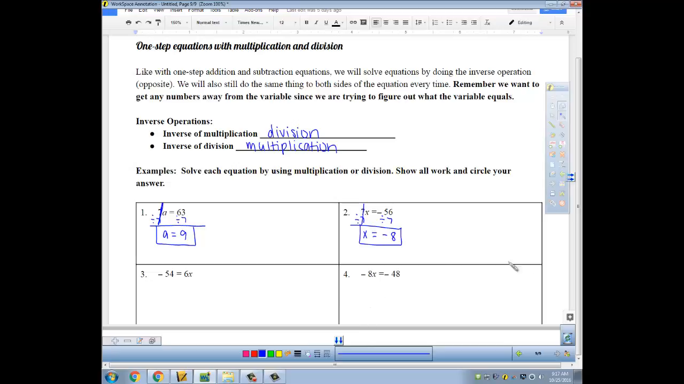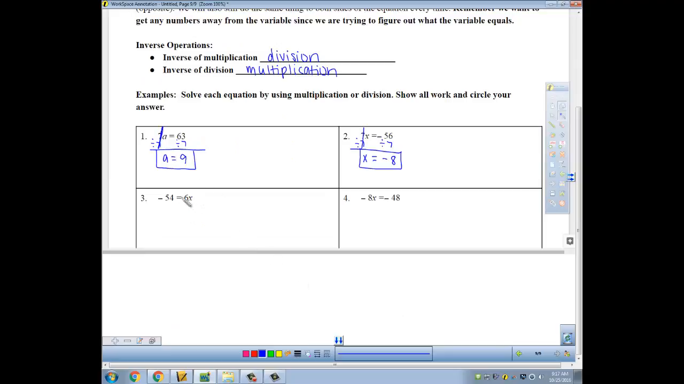Number 3, the equation is flipped around a little bit. That's okay. We still want to see what's going on by the variable. That's 6x. So that means 6 times x. The opposite of times is divide. So divide both sides by 6 because we're trying to get the 6 to go away, so x is by itself. Negative 54 divided by 6 is negative 9. Bring down your equal sign. The 6 went away, so I'm left with my x.